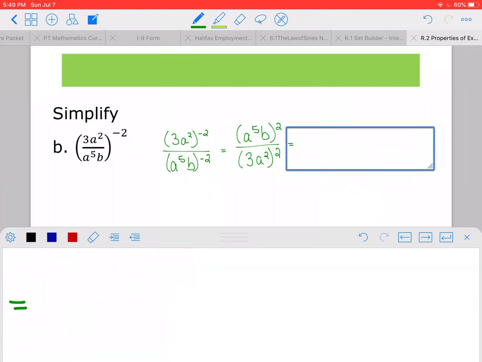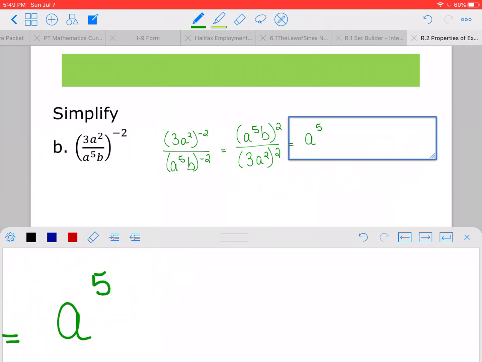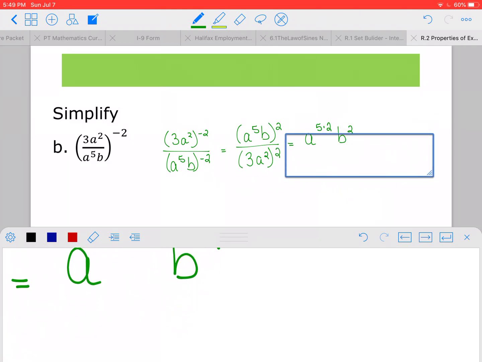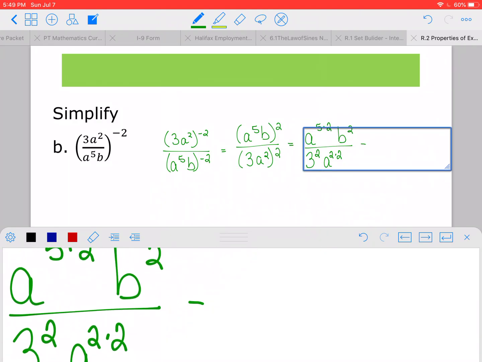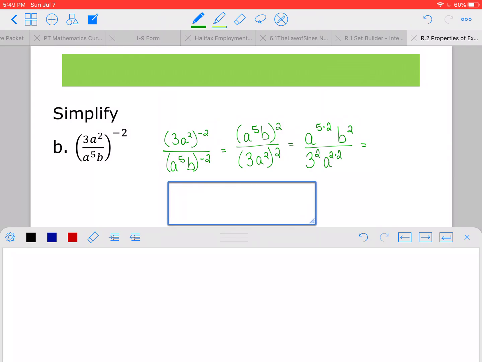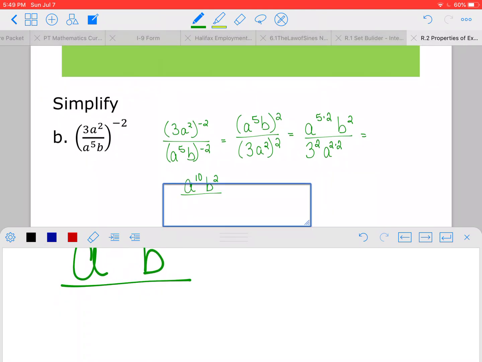Then we're going to square everything on the inside. So we've got a to the 5th times 2. And for b, it's just 1 times 2, so we'll just go ahead and write 2. And on the bottom, we do square the 3. So we've got 3 squared, and we've got a squared times 2. So we end up with a to the 5 times 2, which is 10, b squared, over 3 squared, which is 9, a to the 4th.